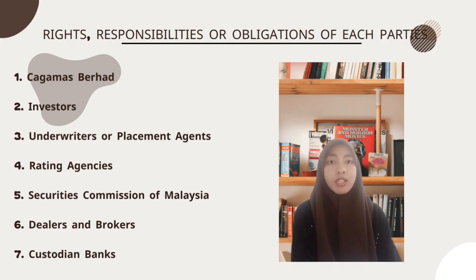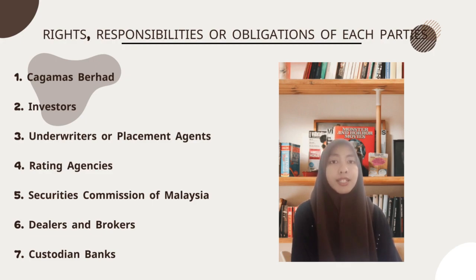Fifth parties are Securities Commission of Malaysia. They got right to regulate and oversee the issuance and trading of commercial papers, right to set guidelines and regulation to ensure transparency, investor protection, and the proper functioning of the commercial paper market.